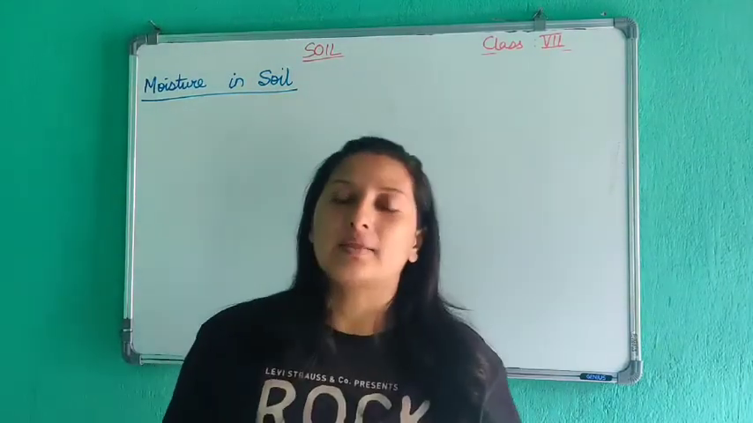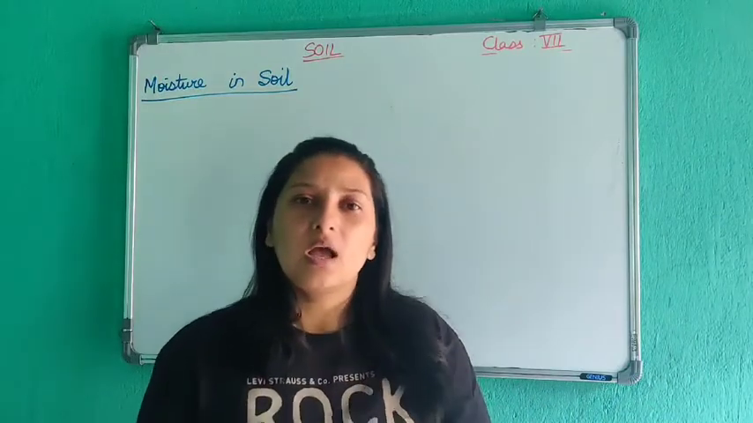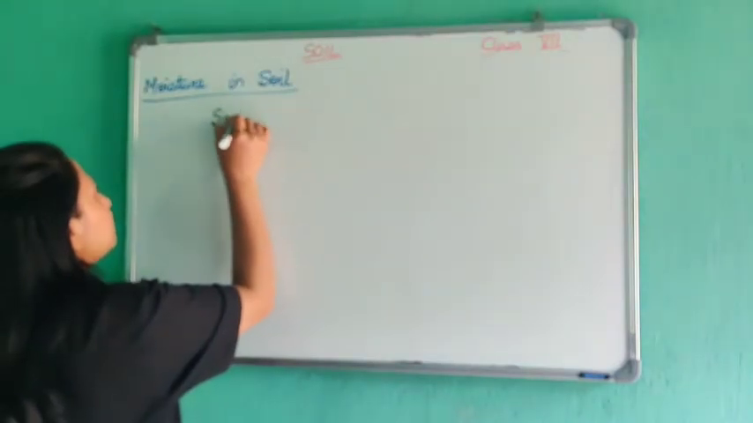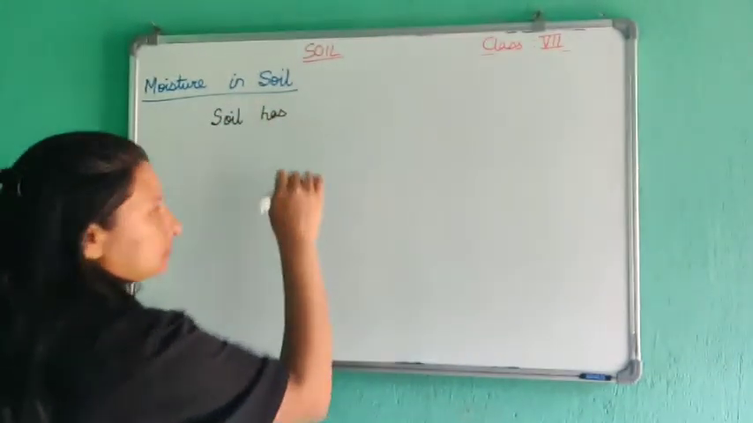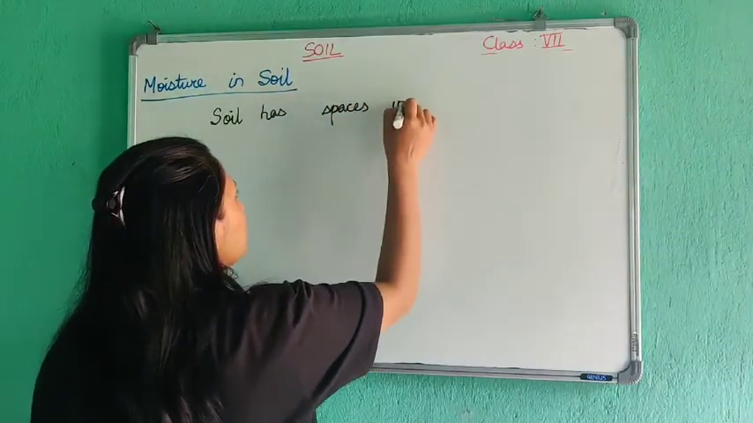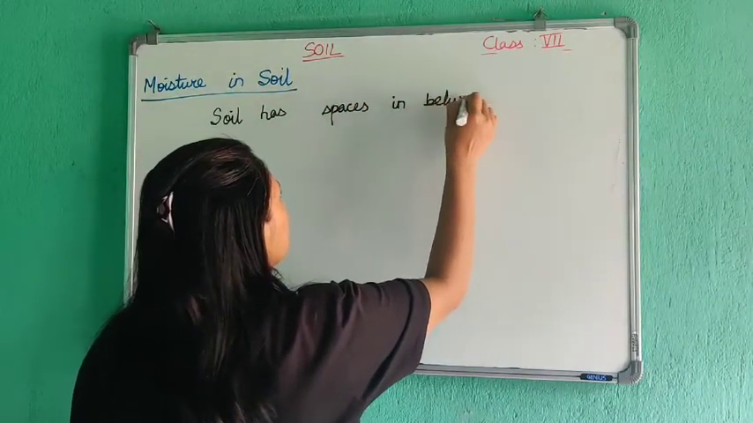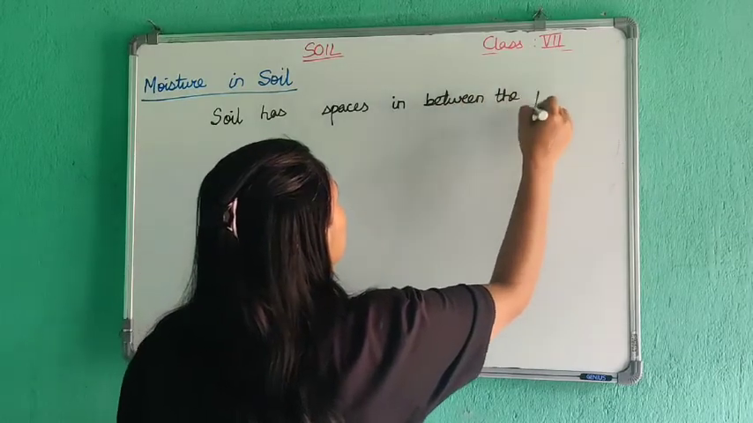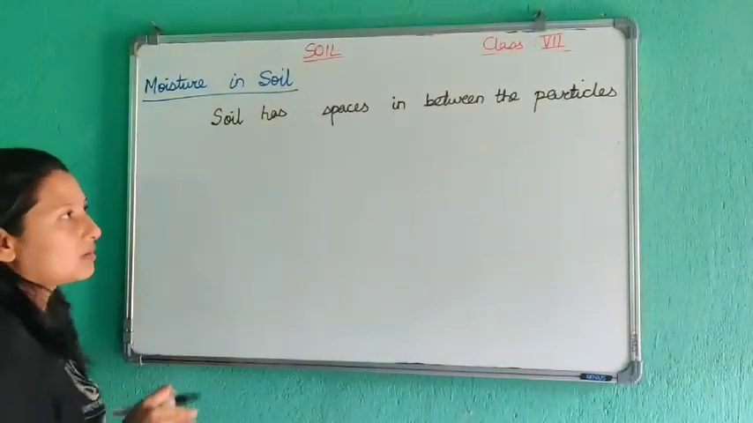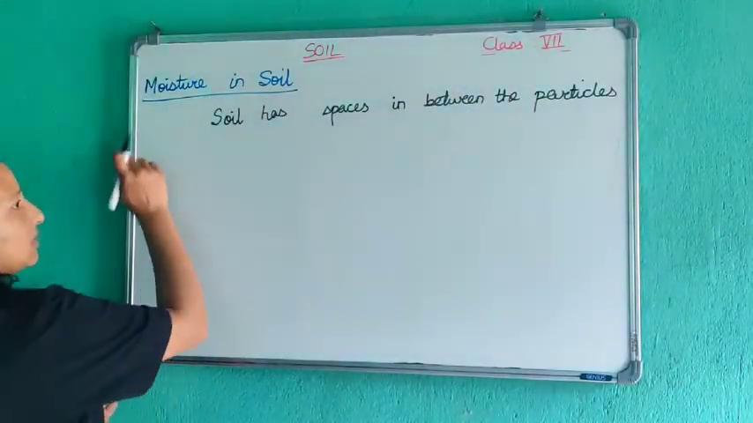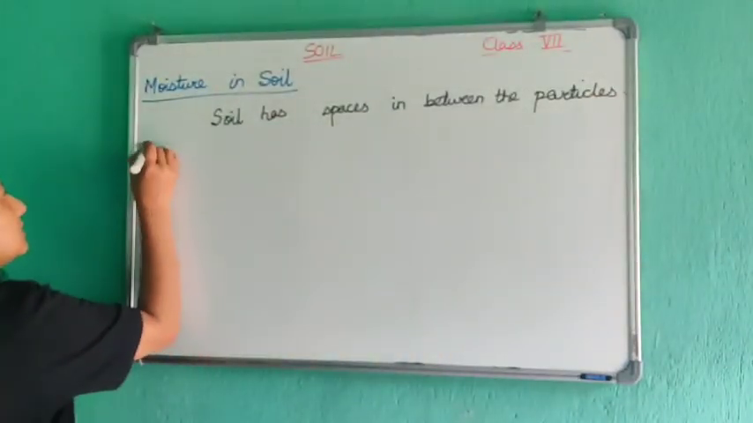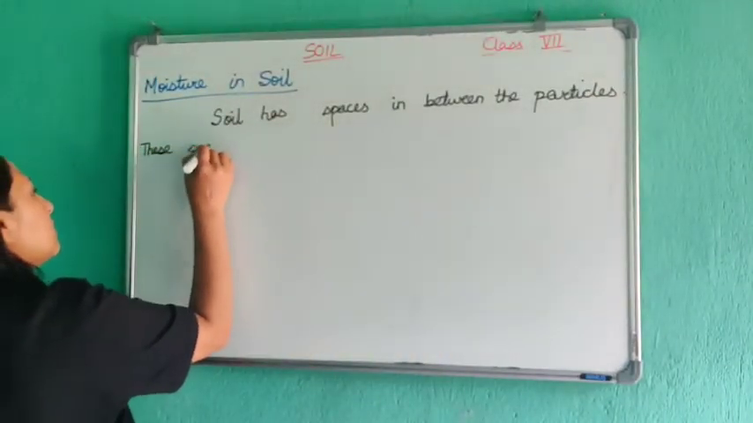Now where did the vapor come from? From the soil. How did it come? You know that soil has spaces in between the particles, and those spaces are filled with water and air. Okay, soil has spaces in between the particles and these spaces contain water.